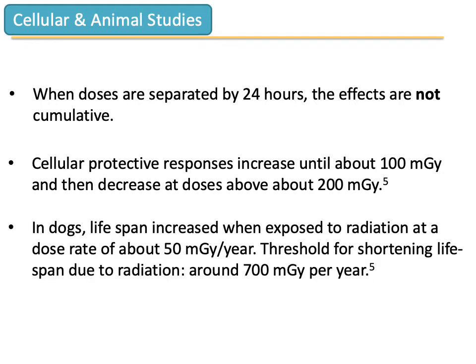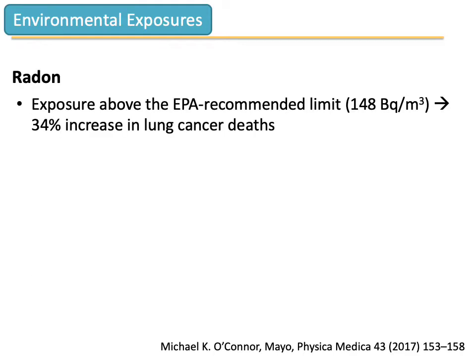In studies performed on dogs, their lifespan actually increased when exposed to small amounts of radiation at a low dose rate, about 50 milligray per year. Radiation exposure did not shorten the dog's lifespan until much higher dose rates, about 700 milligray per year.